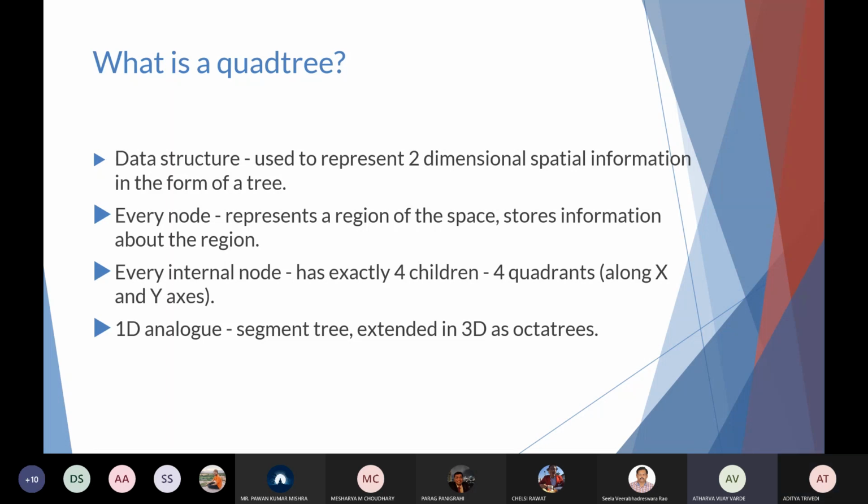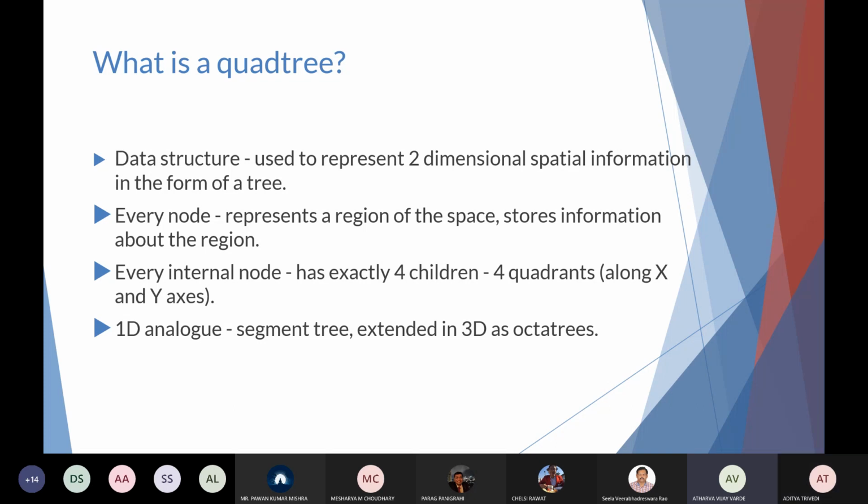In a segment tree, every node represents a segment of an array or a line or whatever. So every node contains information pertaining to a segment. Similarly, in a quadtree, every node contains information pertaining to a specific area or region of the space. Like in a segment tree, the first node contains the information for the entire segment. Similarly, in a quadtree, the root node represents the entire region, that is the entire 2D plane, or we can simplify it and think of it as a unit square. So the root node represents the entire unit square.